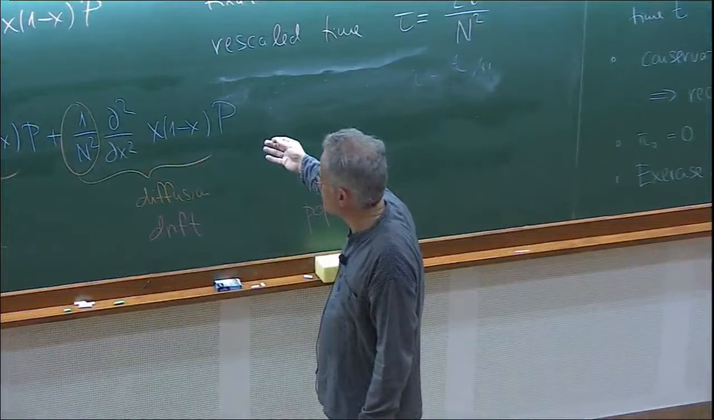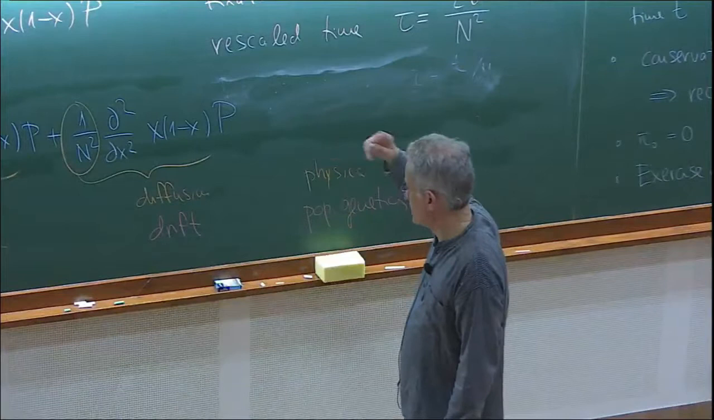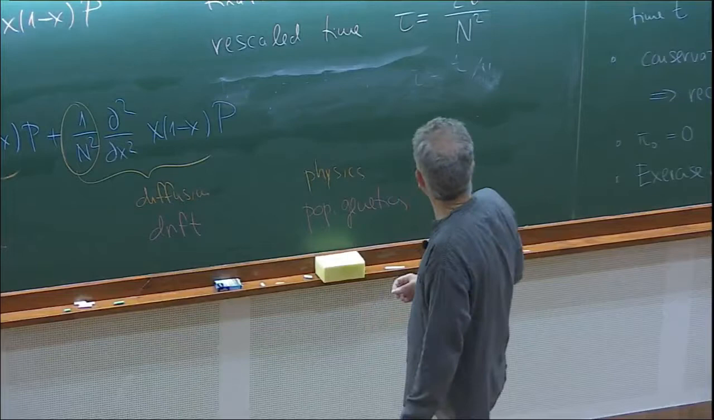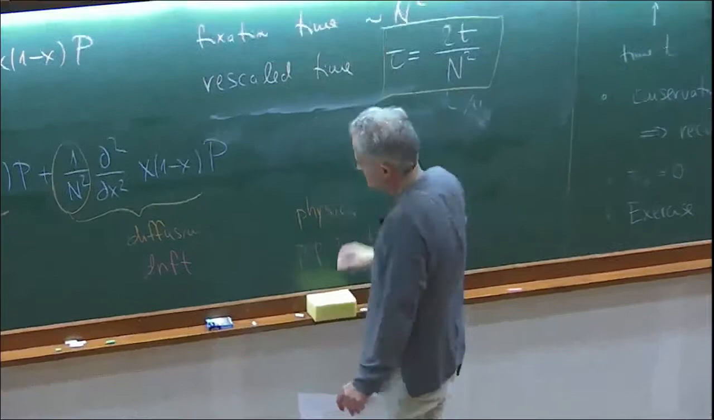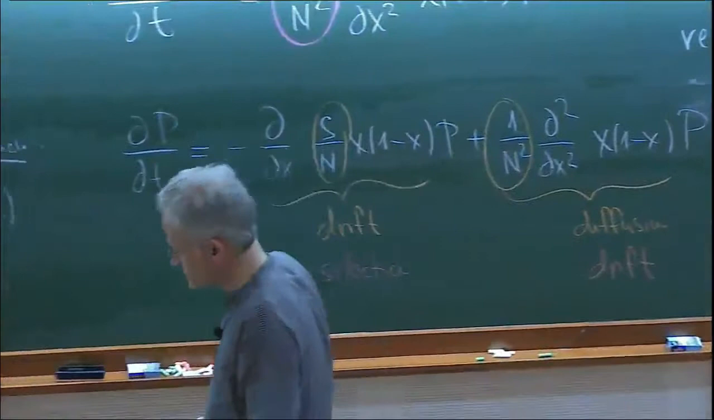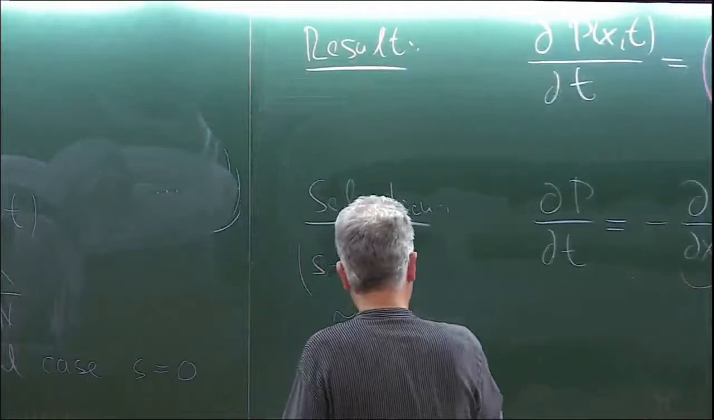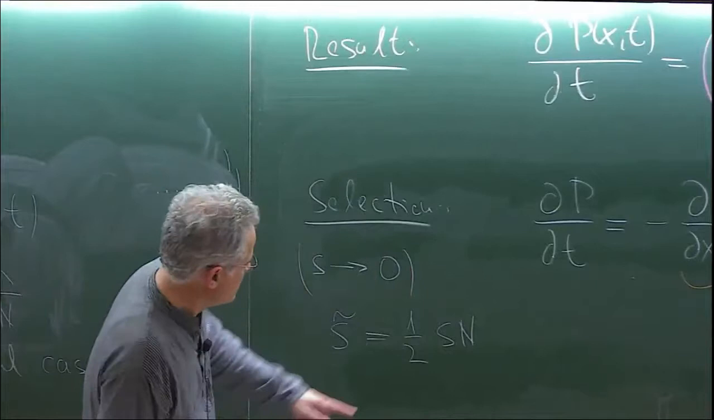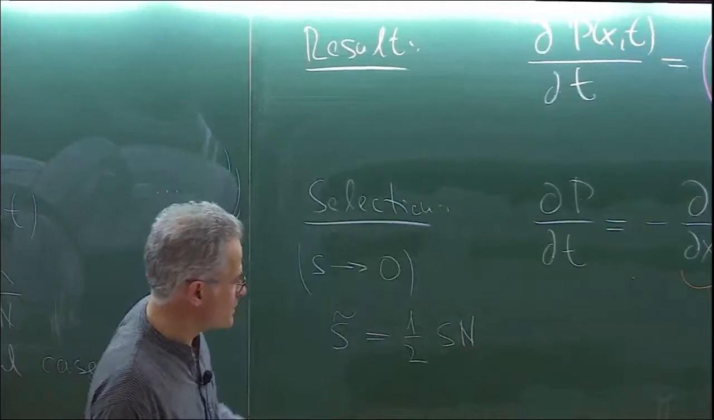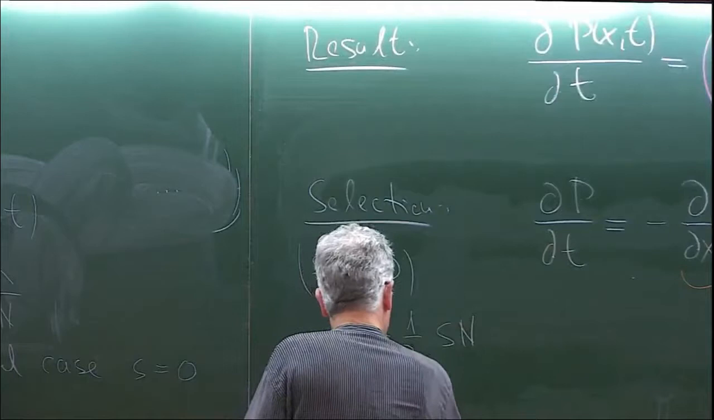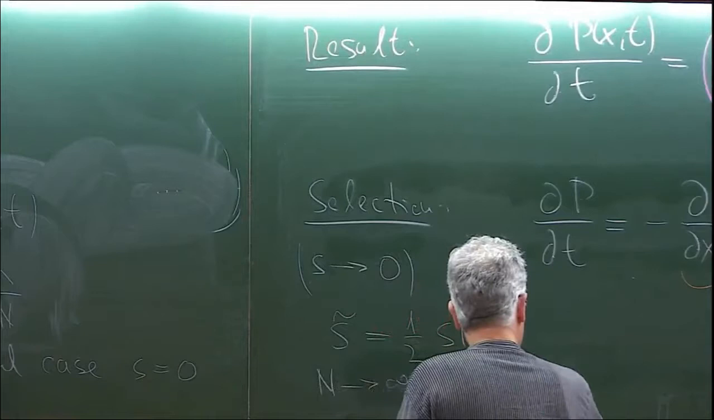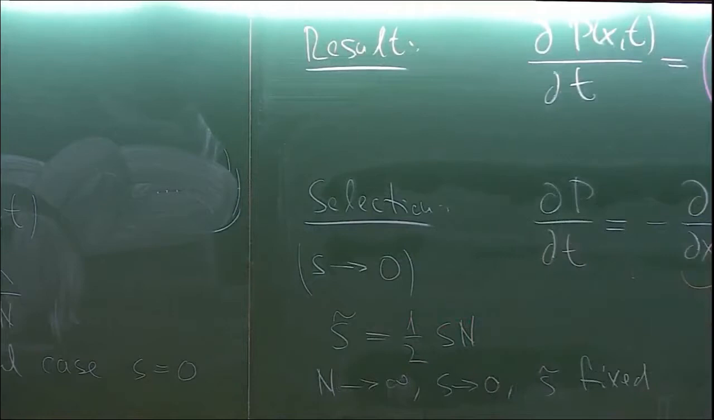So in order to have a well-defined mathematical object in the limit of infinite n, we have to rescale things. For one thing, we have to rescale time. But what you can see from this picture here is that we also have to rescale the selection coefficient. So what one typically does is to introduce a rescaled selection coefficient, which I call S tilde, equal to, with a factor of 1/2 introduced for convenience, essentially S times N. So S times N is now the effective selection coefficient, and I want to perform this limit by taking n to infinity, s to 0, weak selection, at fixed s tilde. And then I end up with an equation that looks nice and doesn't contain an n anymore.